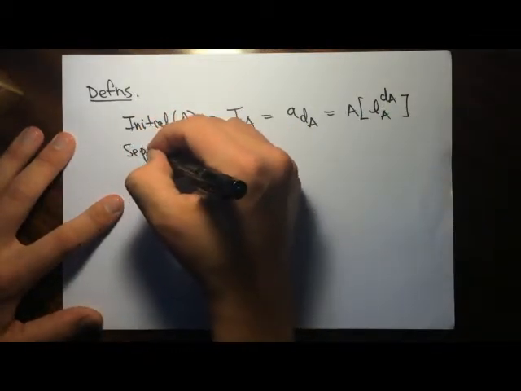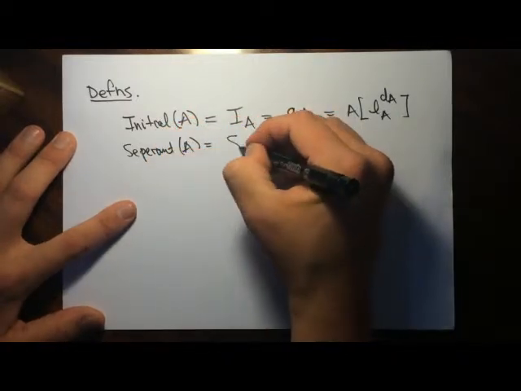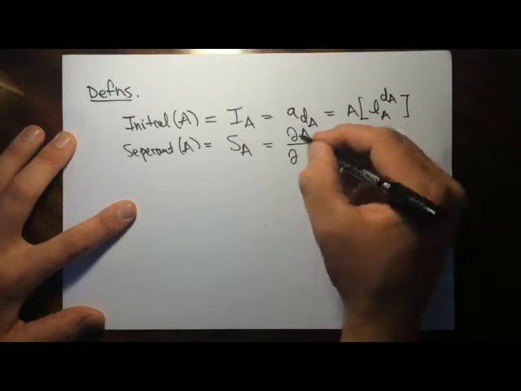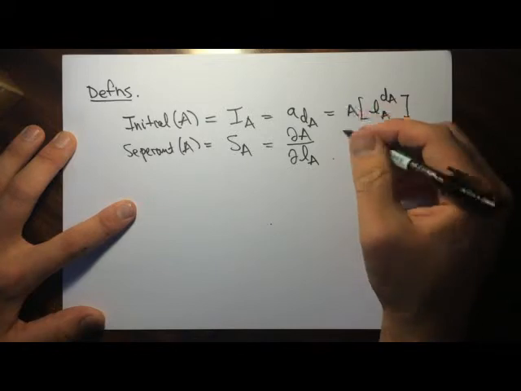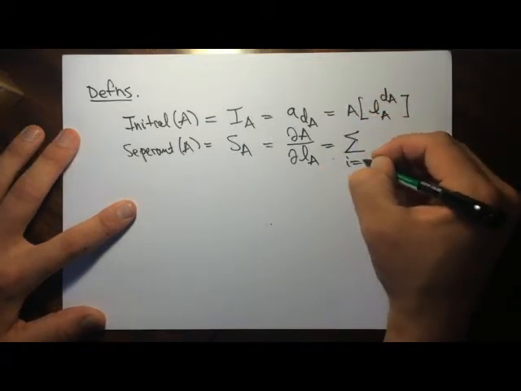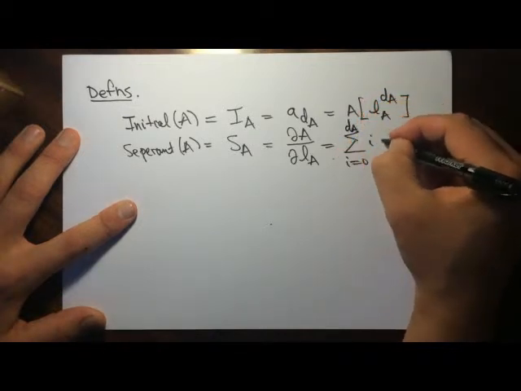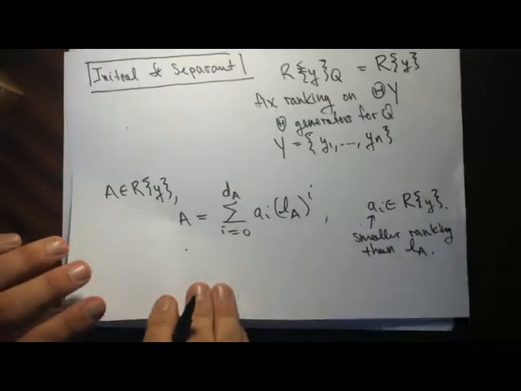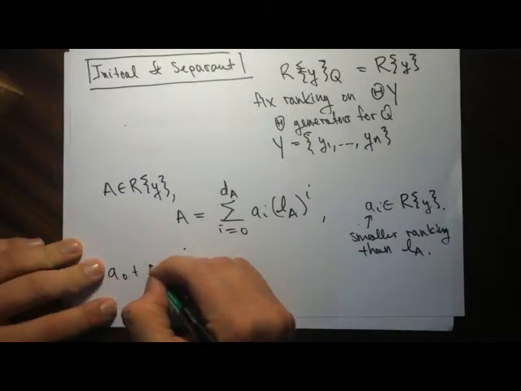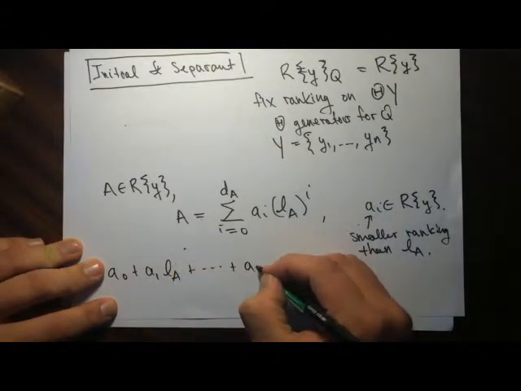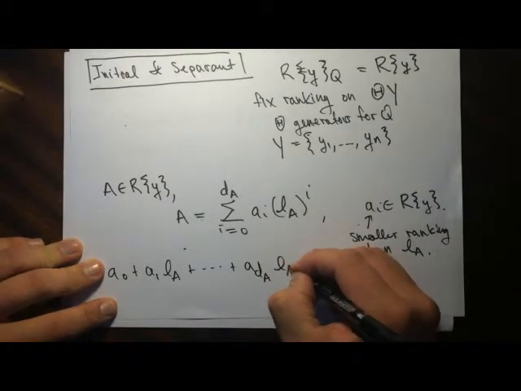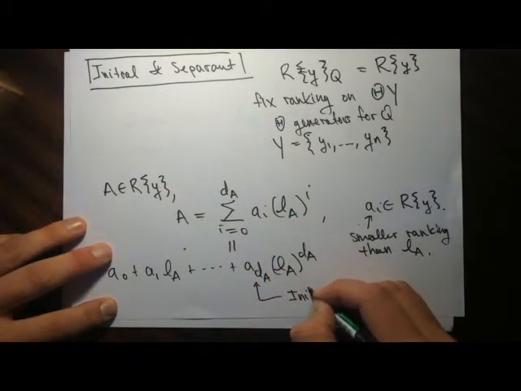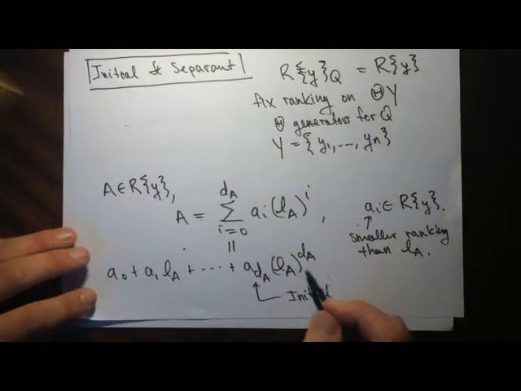The separant of A is sometimes called S of A, and this is equal to the partial derivative of A, now thinking of it as a polynomial in multiple indeterminates, with respect to the leader of A. So this is the sum from i equals 0 up to dA of i times Ai times L of A to the i minus 1. We've taken this thing, which looks like A0 plus A1 L of A plus all the way up to the top degree term, L of A to the dA. This is the initial, and then the partial derivative of this with respect to the leader is the separant.